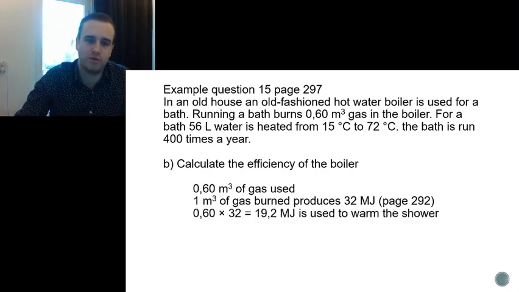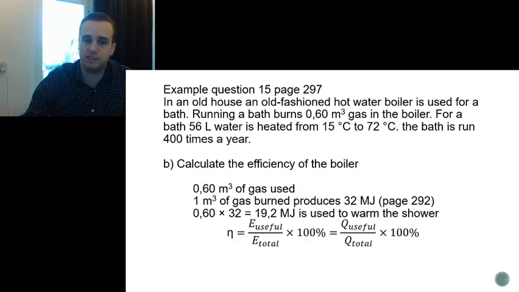We don't have 1 cubic meter, but we have 0.6. So we need 19.2 megajoule, or 19,200,000 joule to warm the, oh, it's not the shower, by the way, it's the bath, excuse me for that. But you get the point. So this is how much heat is actually produced by burning this much gas. We already know from the last question how much we needed, so we can calculate efficiency using this formula.